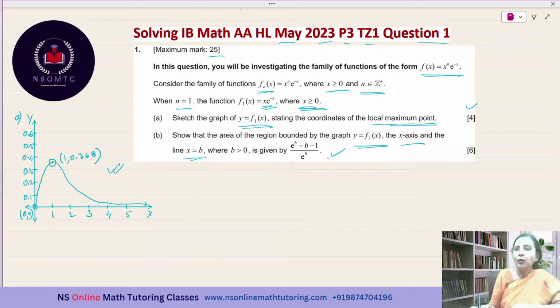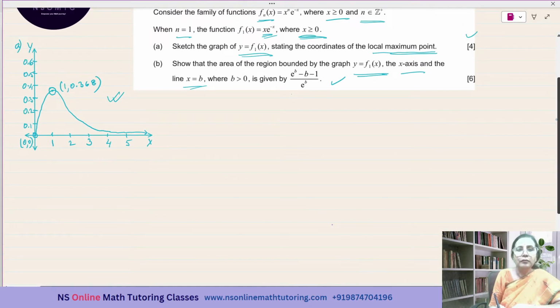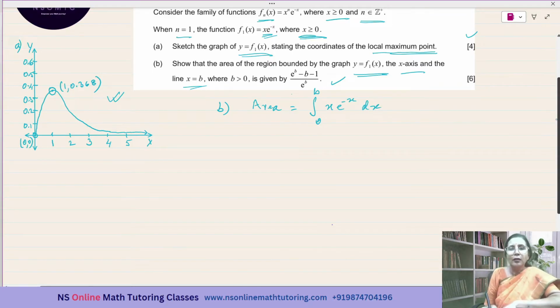Okay, so we can use the formula for the area. Area will be equal to the integral from 0 to b. Okay, x equal to 0 is the left limit and x equal to b will be the right limit, of x times e to the power of negative x dx. Okay, and now of course we have to use the integration by parts rule to integrate this expression, and we will be using the ISOLATE rule.